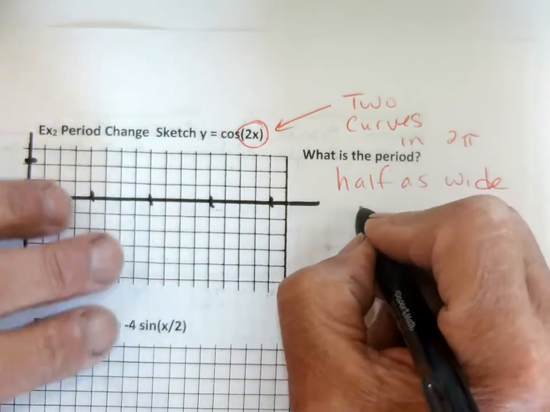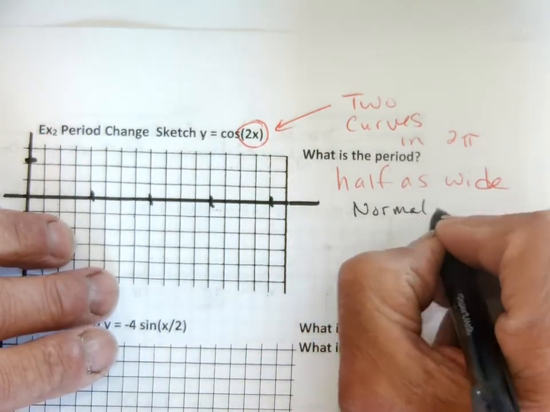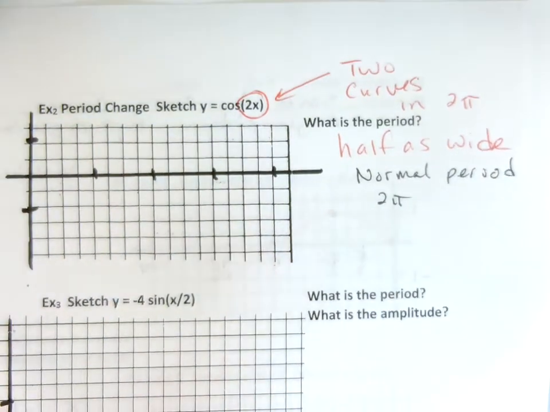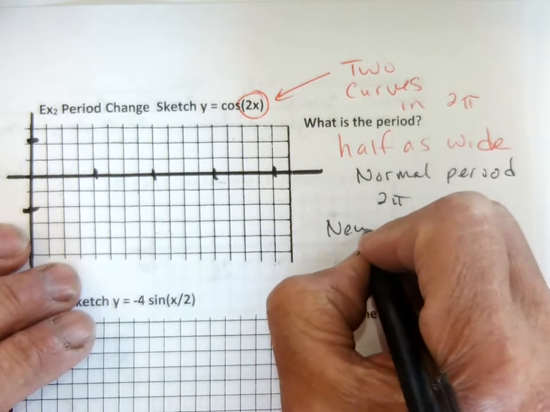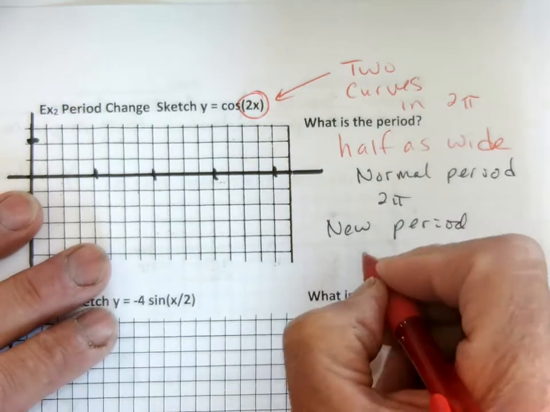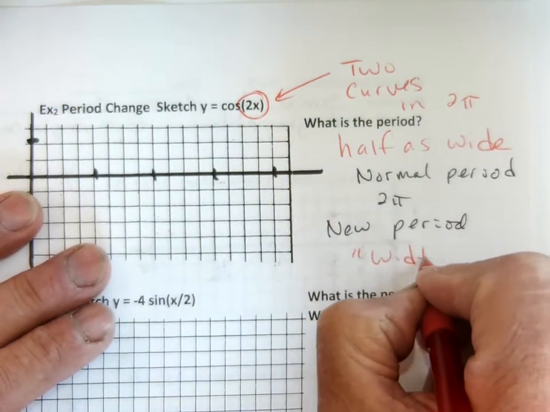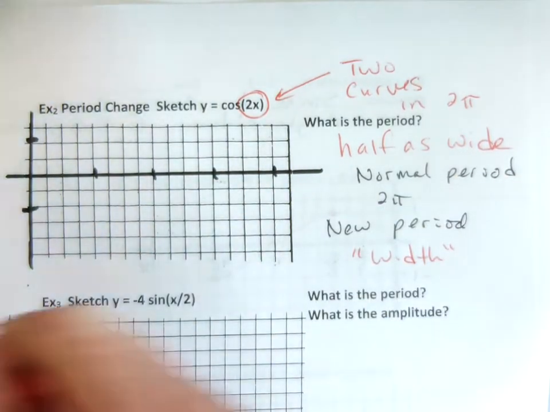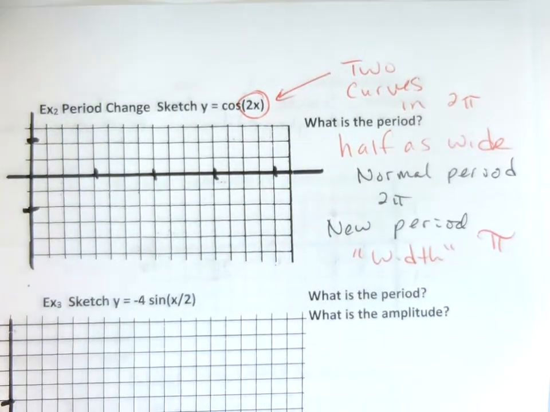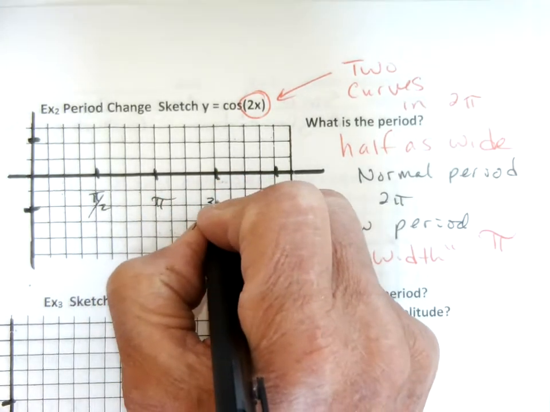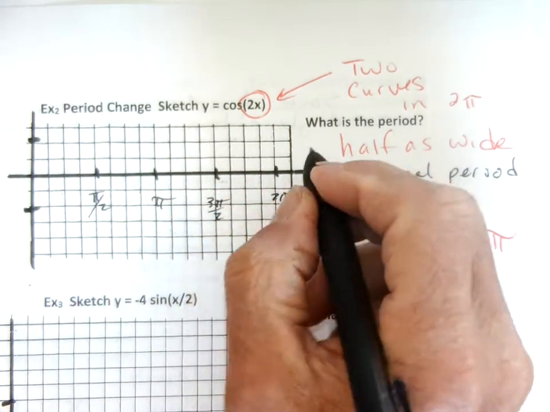Well, if the normal period is 2 pi, and this one's going to be half as wide, then the new period, or its new width, you can put width down there if it helps you, would have to be pi. So here's my pi halves, pi, 3 pi halves, 2 pi.